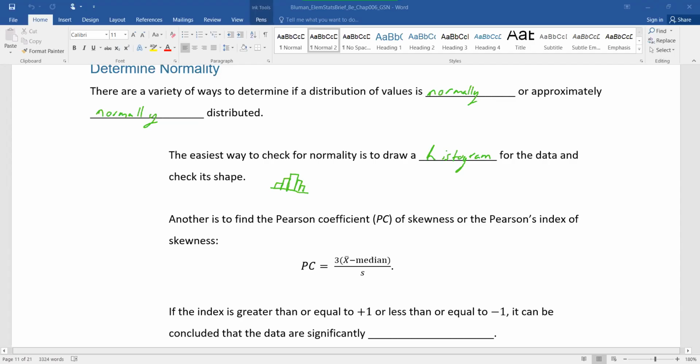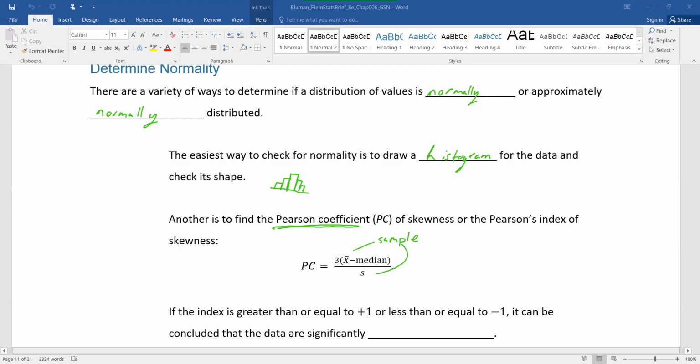Another way is to find the Pearson coefficient. They call it PC. I've actually seen it as the R as well, so you might see that too. It's the Pearson's index of skewness, which is 3 times the sample mean, notice it's no longer a mu, minus the median, divided by the sample standard deviation. Again, do realize that these are sample values, not population.